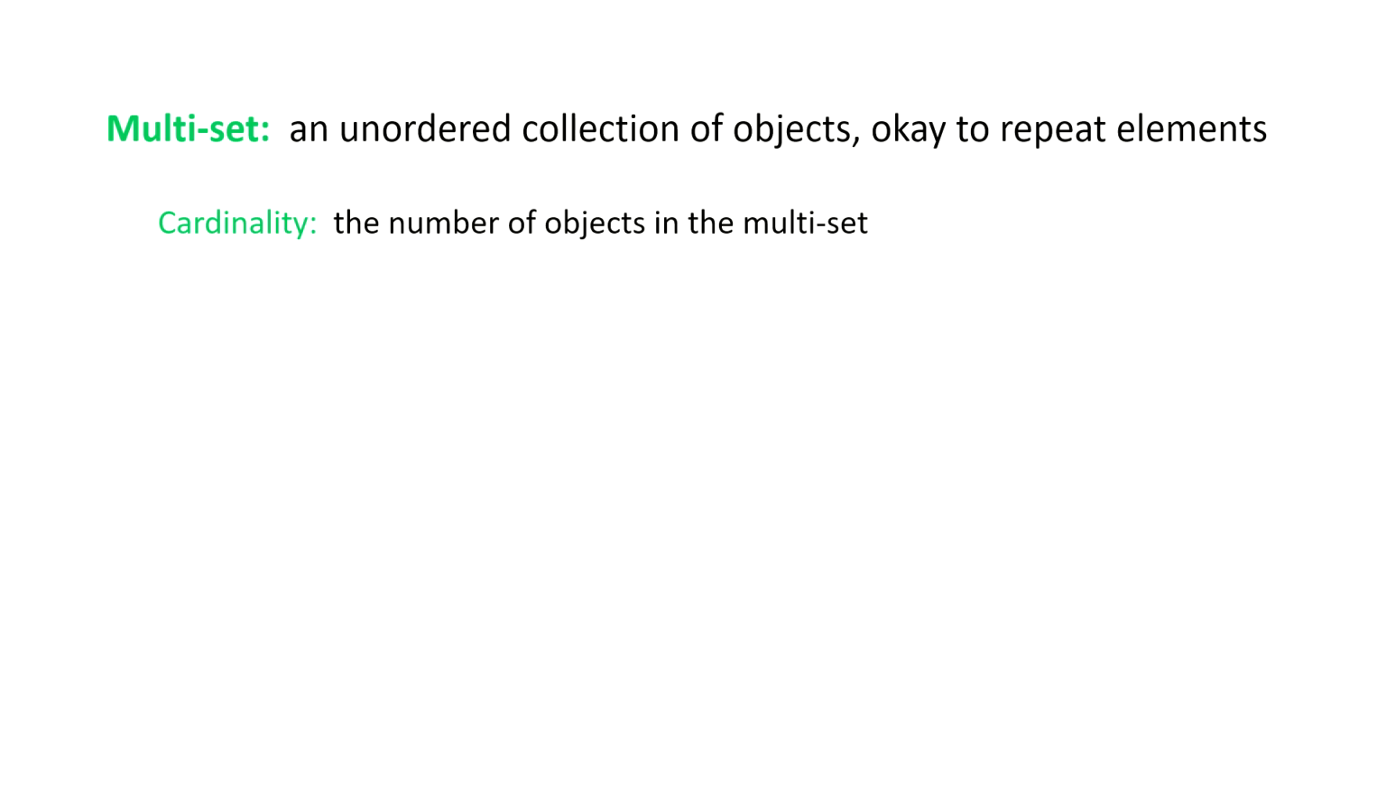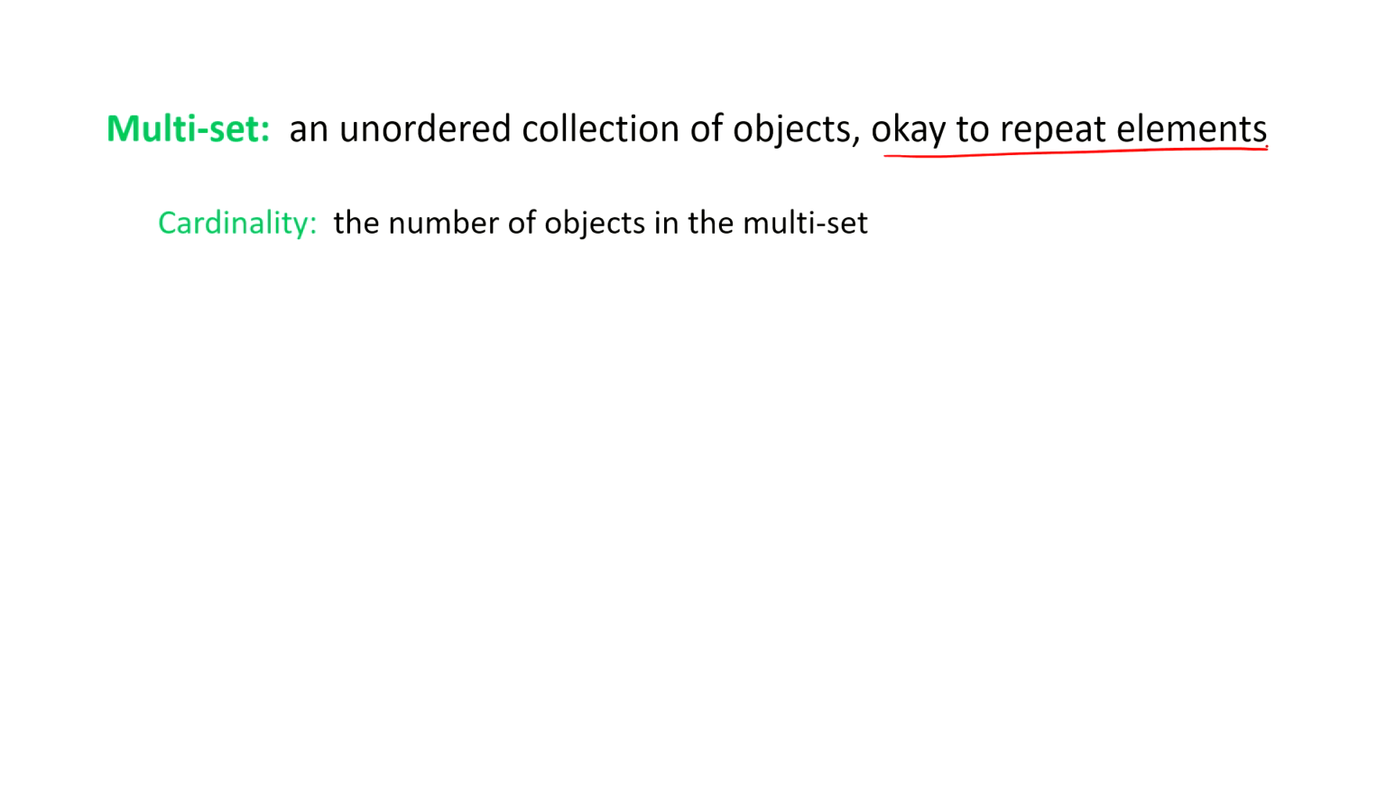A multiset is just like a normal set. You throw a bunch of objects into your bag. The order doesn't matter of how you've arranged them, but the one new thing is this time it's okay to actually repeat your objects. So here it's totally fine to have two copies of, say, the element number 1, versus in a regular set, you would never have those multiple copies.